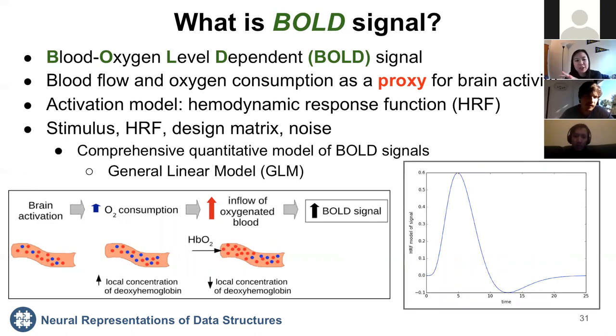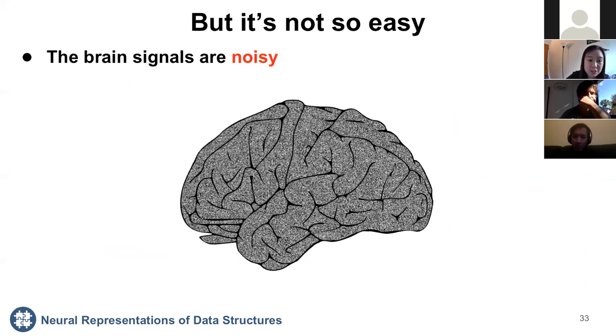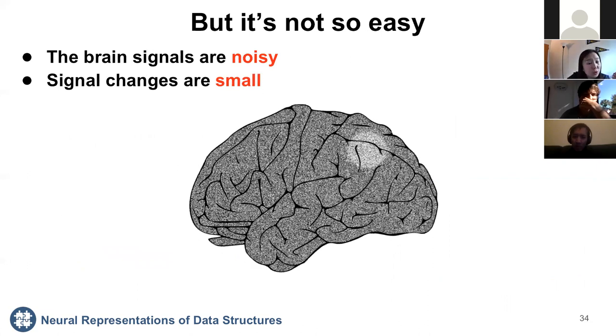Then we put everything together, including the experimental stimulus, the hemodynamic response function, and noise, and we have a comprehensive quantitative model to measure brain activities. It is called the general linear model, GLM. We won't spend too much time here on the math, but we're still not done yet. It is not so easy to measure brain activities yet, because brain activation doesn't work like shown in the picture here. Instead, the signals we measure from the brain are very noisy, and the signal changes during tasks can be very small.